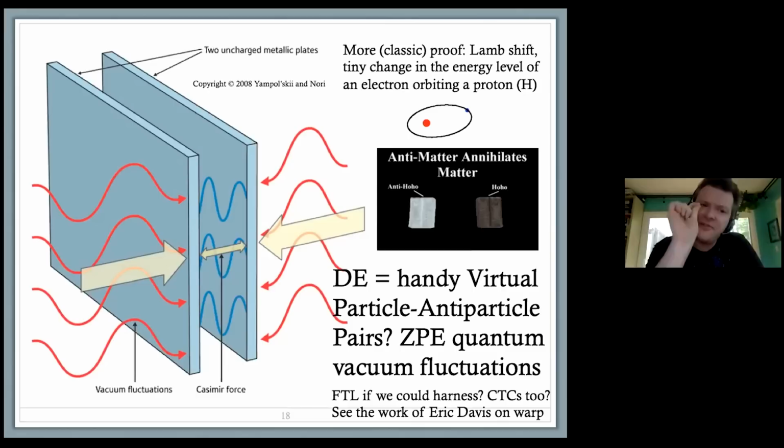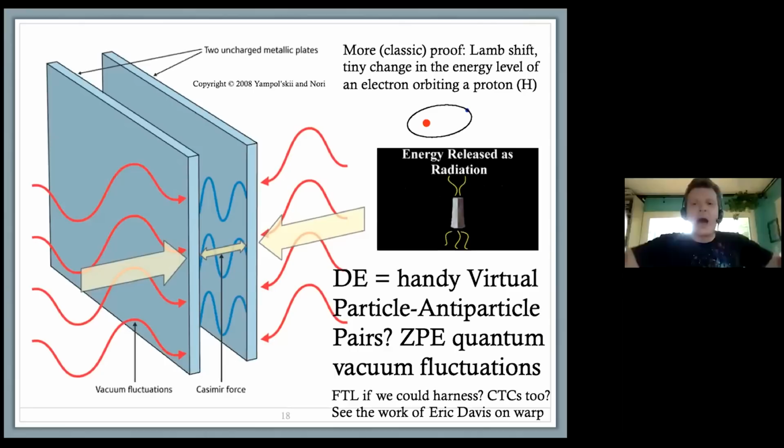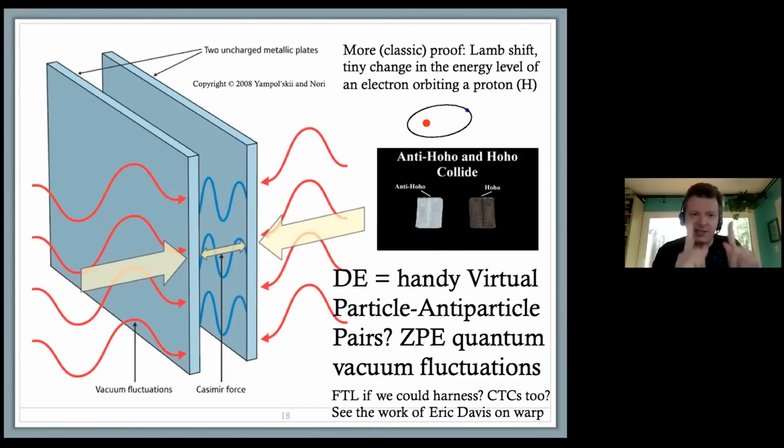It's a very, very small difference in the energy level of the electron orbiting the hydrogen proton, caused by a cloud of virtual particles. So if dark energy is the same thing as zero point energy, which is not necessarily true, but if it is, then we have particle-antiparticle pairs constantly zipping in and out of existence, and they can produce, even though it's a very small effect, measurable forces, measurable electric charges, as with Casimir plates.